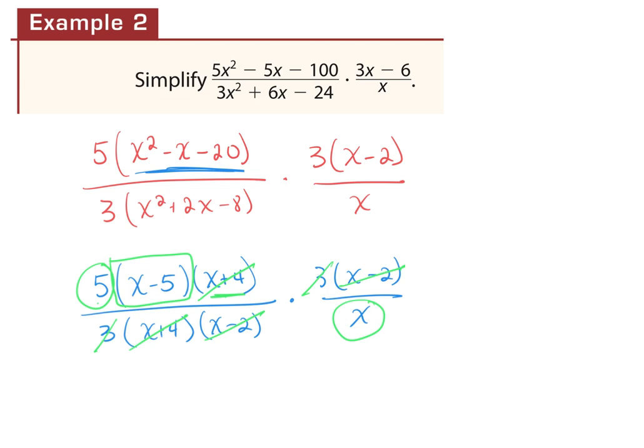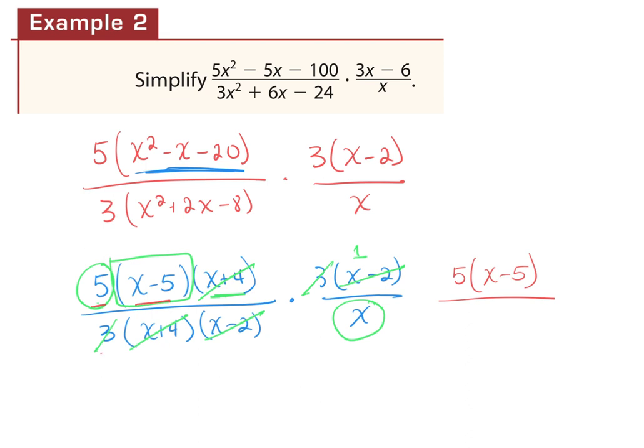I do want to point out that when you cancel things, they actually turn to a 1. They don't turn to a 0. This is really only important when everything on top cancels, because other than that, you're multiplying by 1. But if everything on top cancels, you technically still have a 1 in your numerator. So then you're just going to multiply across 5 times x minus 5, and you can leave it in factored form.